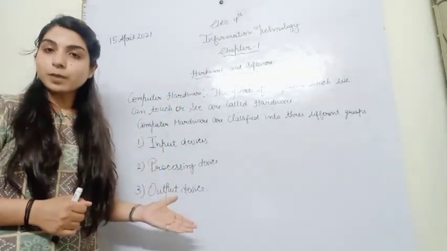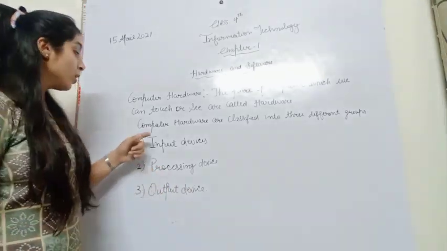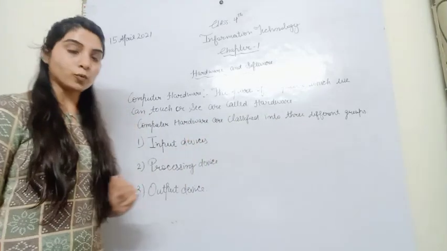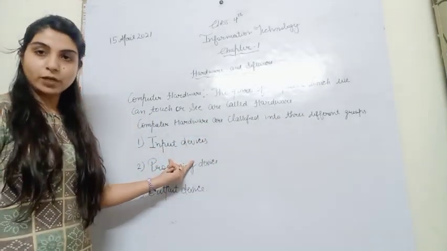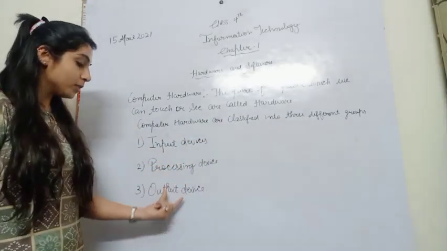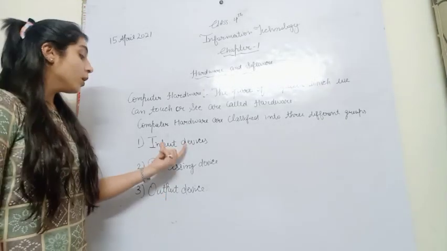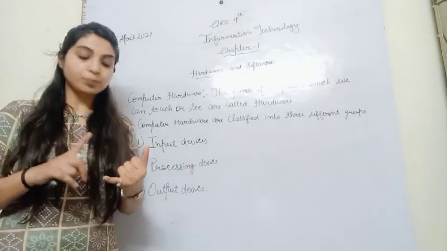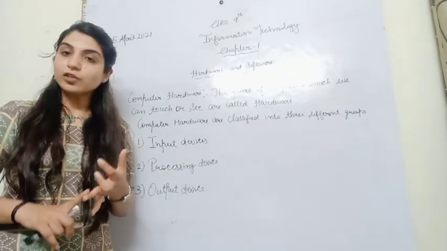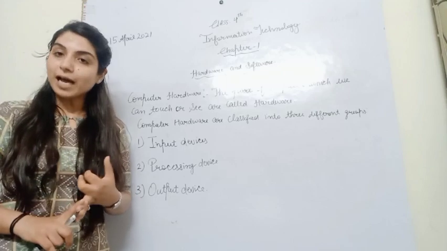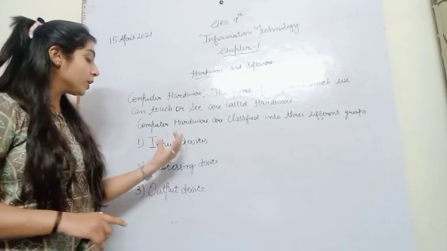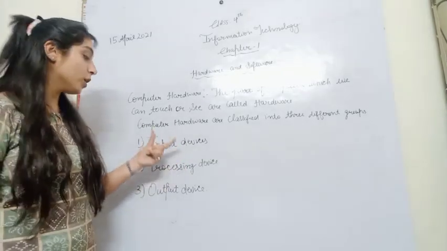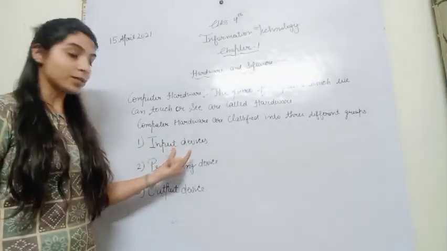But these parts are classified into three groups. So computer hardware is classified into three different groups: input devices, processing devices and output devices. Any data you enter into the computer in the form of words, letters, numbers, special letters, anything you type with the help of the keyboard into the computer, is done with input devices. In means we can enter in the computer. That's why we call it input devices.